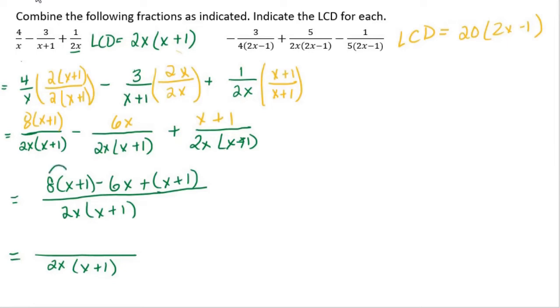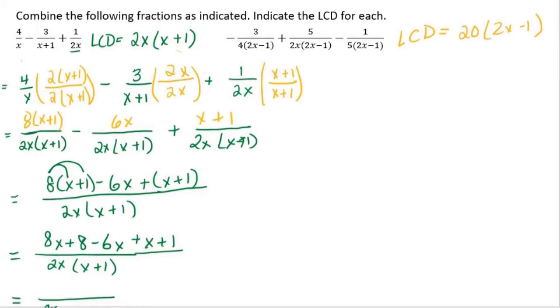Using the distributive property, I get 8 times x and 8 times 1, so we have 8x plus 8, and minus 6x, and then plus x and plus 1. Very close to reaching our final step, 2x times x plus 1. Too many x's in that denominator. Let's back up a little bit. x plus 1. And what does our numerator look like?